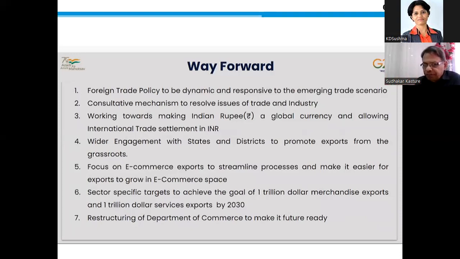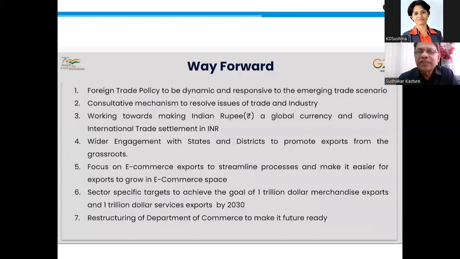So first step, foreign trade policy to be dynamic and responsive to the emerging trade scenario. These two words are important. Dynamic, it should cover many more areas, and responsive. Responsive is critically important. The government machinery should respond to your queries and should sort out the problems, because we would like to increase our global footprint. First part.